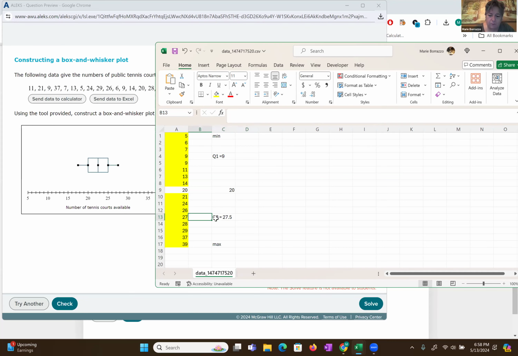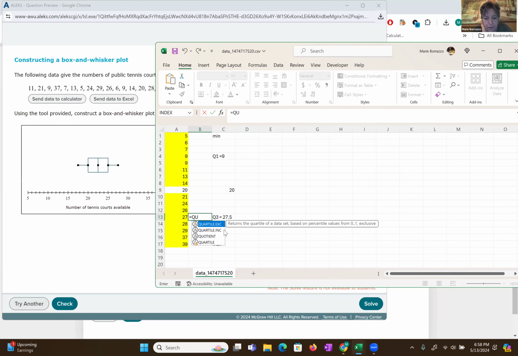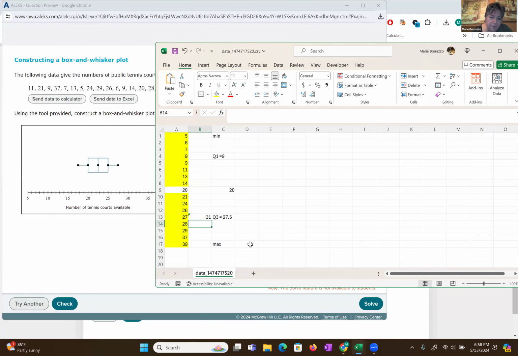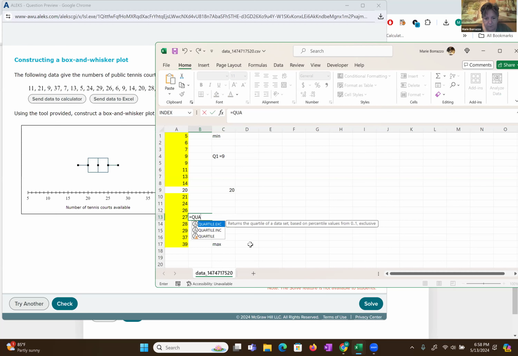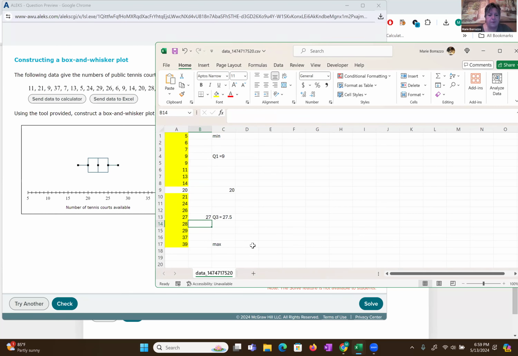But I'm going to also do equals quartile. Watch. And I want Q3, so I select Q3, enter. It says it's 31. I don't believe that. Let's do equals quartile, and this time I'm going to do the whole data set, and let's say 3. Now it says 27.